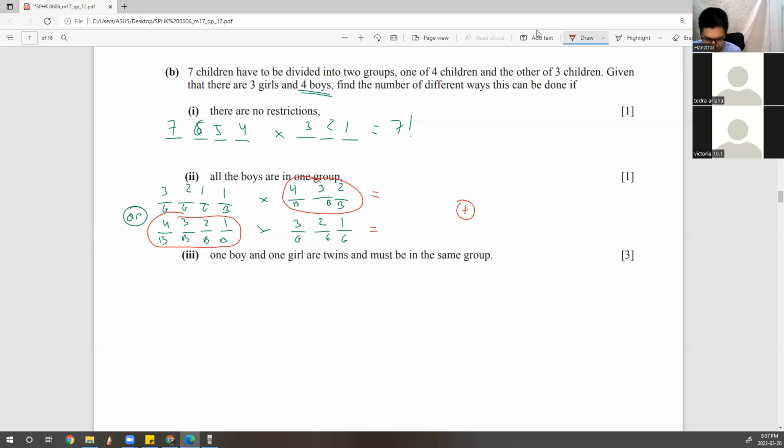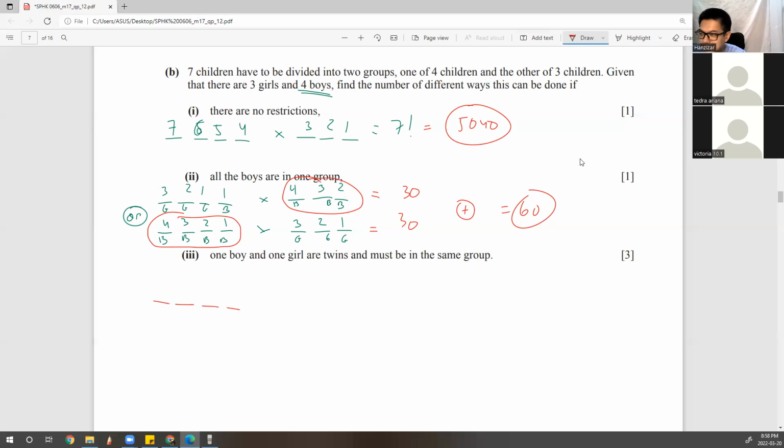So 3 times 1, 1, 3 times. I have my calculator. 30, and 30 also. See, 60 possibilities. 60 possible positions. 7 factorial, okay, I forgot. 5040. And 1 boy and 1 girl are twins and must be in the same group. Okay, in the same group.